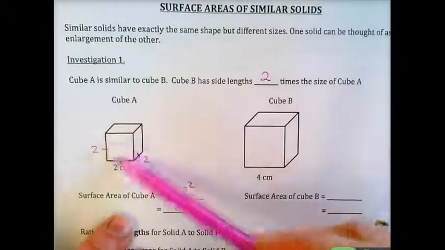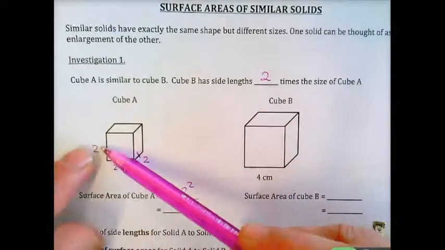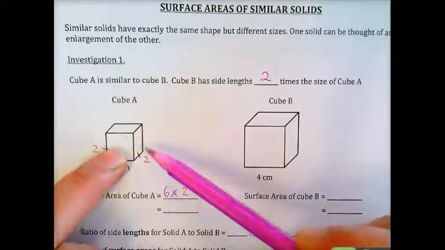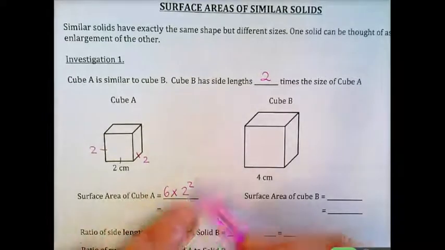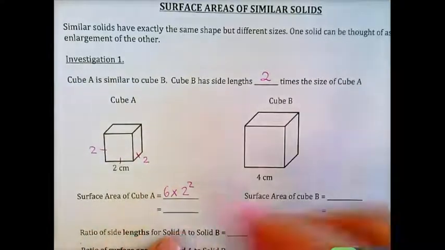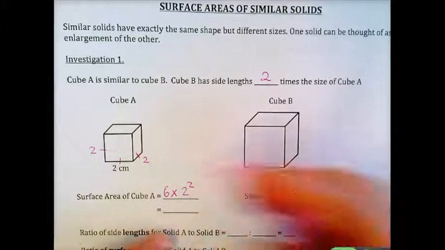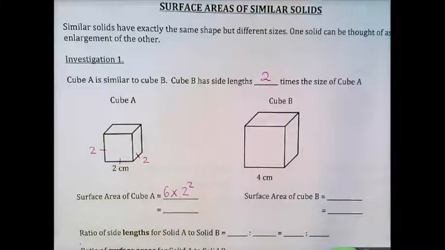Isn't the area of one face two times two, which is four? And there are six faces that look exactly the same as that. So it's six times four. Does that make sense? Girls, I wouldn't learn formulas for surface area. I never learn formulas for triangles or so on. You've just got to remember that you've got six faces. Just find the area of each face and add them together.